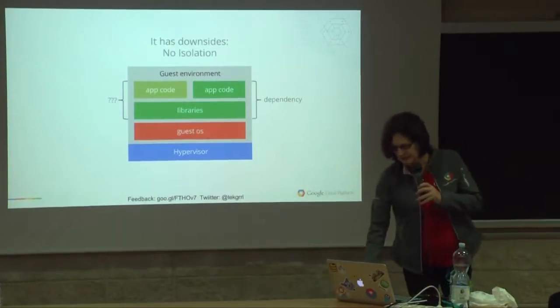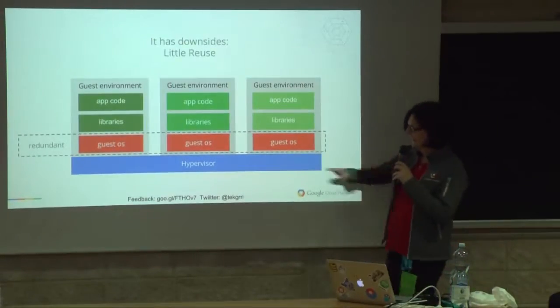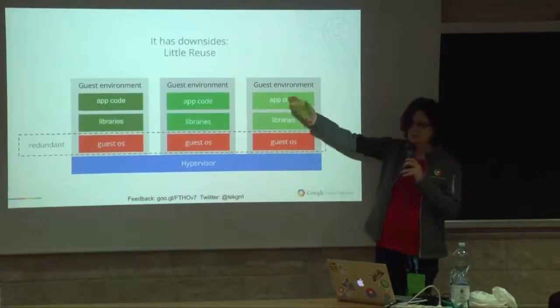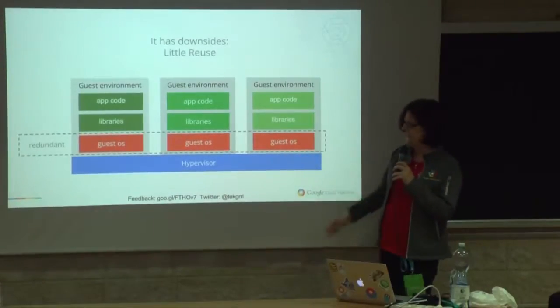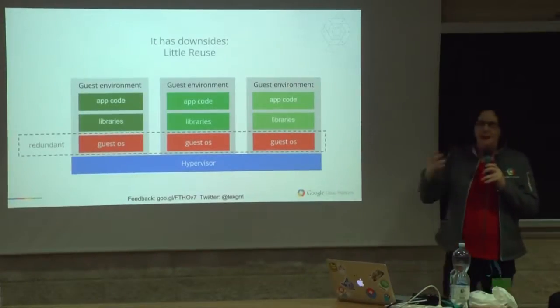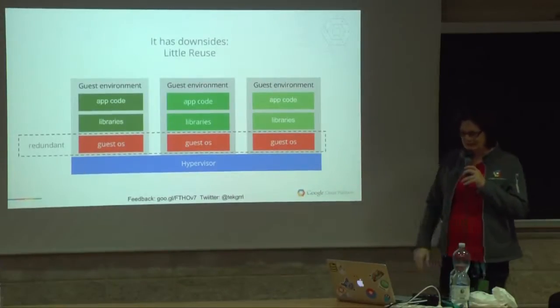So no isolation. We also have little reuse, because the model allows us to say, this is an idealized piece of hardware. We can run multiple virtual machines on it, which is great, because now we have isolation again. So we have our application code running on a virtual machine. So we have individual applications running on their own virtual machines.